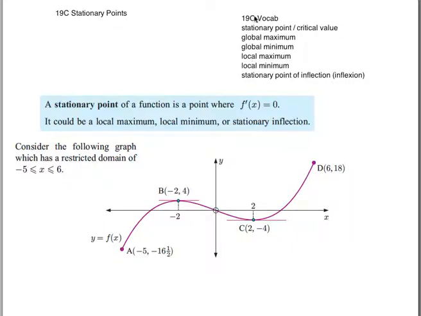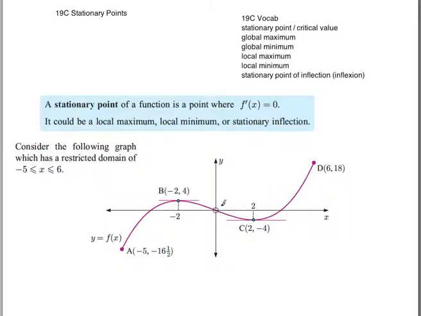Okay. So what is a stationary point, and what is a critical value? A stationary point is basically a point on a function where, if I take the derivative of it, I end up with the value of 0. So let's interpret what that means. It means that the slope of the tangent line at a certain point is 0. So where on this graph would that be?